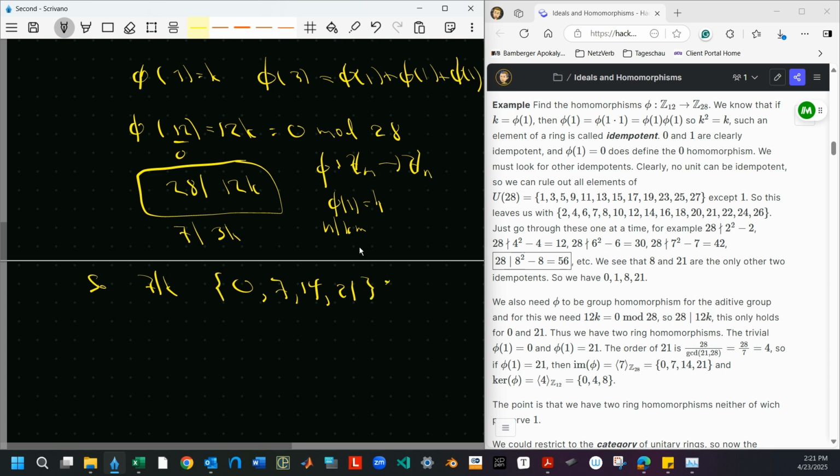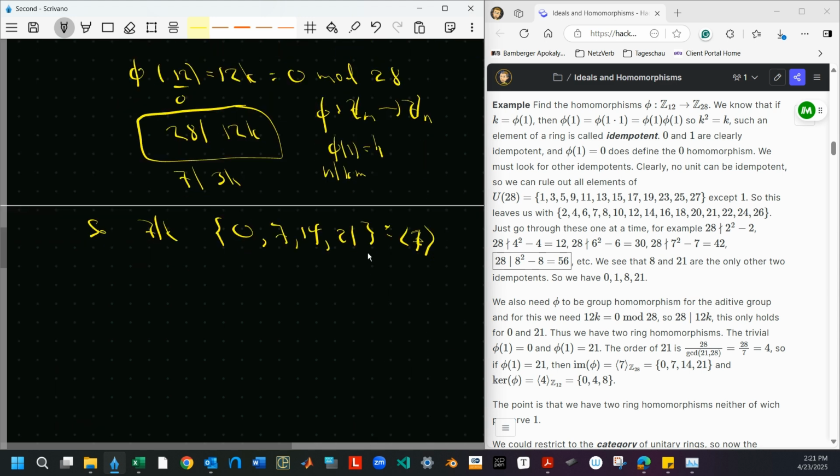In fact, this is just the subgroup generated by 7. And if we're just looking at the groups, we know that we have 4 different homomorphisms here. One just maps everything to 0, so that's kind of silly. But the others map 1 to 7, 1 to 14, and 1 to 21. Those are our options there. So that's the group structure.